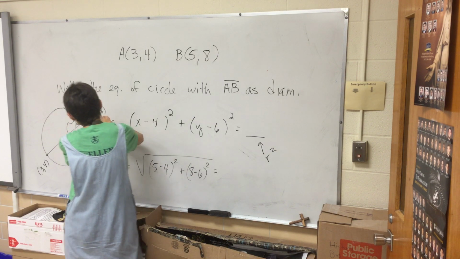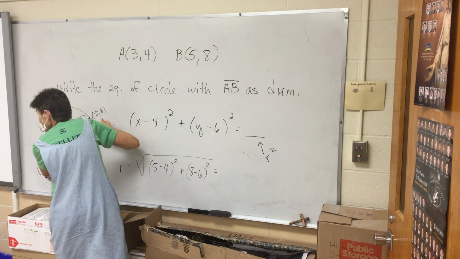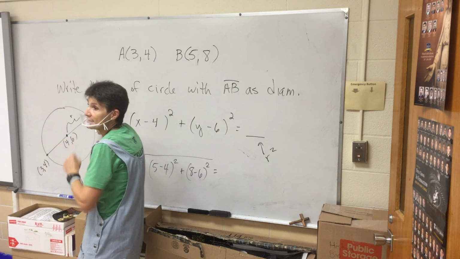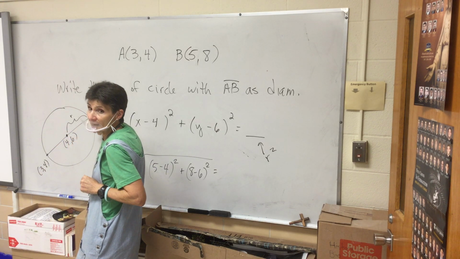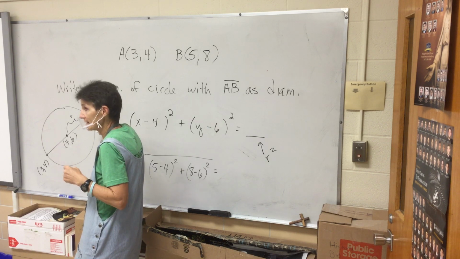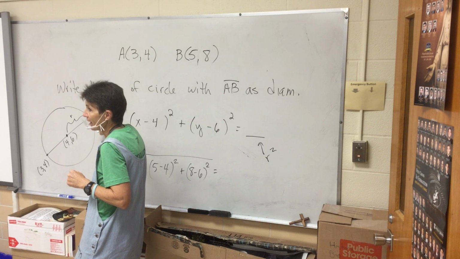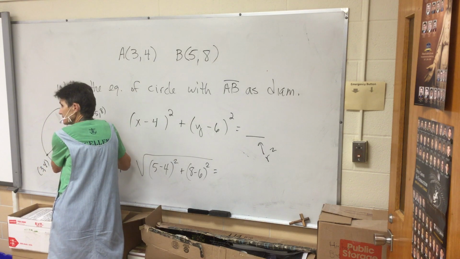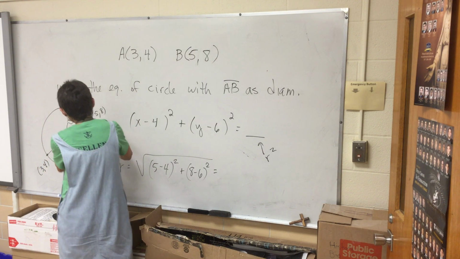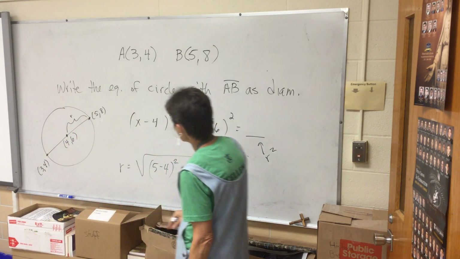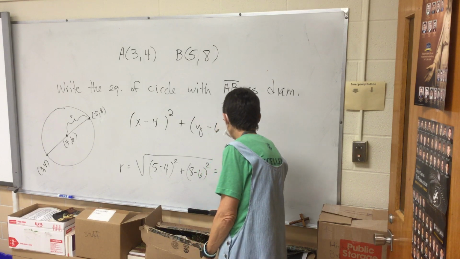Now, if you go all the way from here to here, that wouldn't be the radius, that would be the diameter, and you'd have to remember to cut it in half. But you could do that. It's just easier to do this, since that's the number that I need. So 5 minus 4 squared, 8 minus 6 squared, here we go.